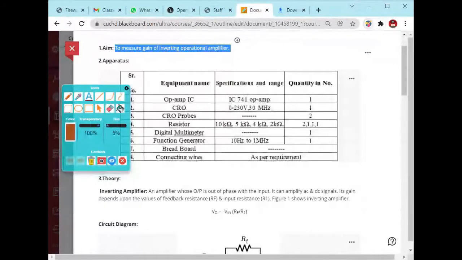As the name suggests, op-amp: op stands for operational, and amp stands for amplifier. Amplifier means you have to amplify the input signal, and operation means you have to perform some operations. Like there are addition operations, and then there are some subtraction operations.